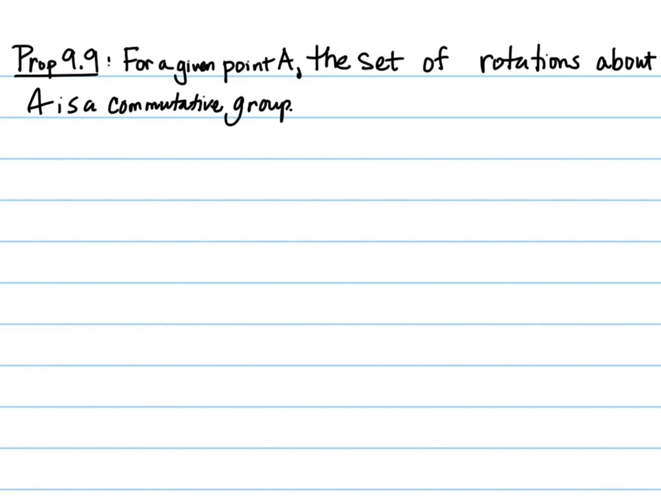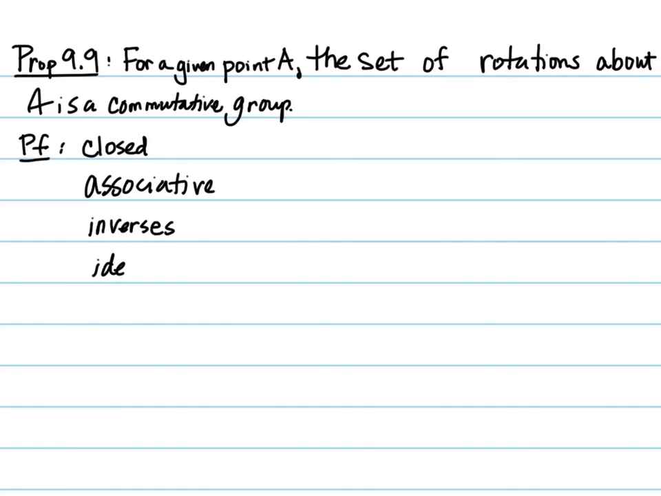Okay, so we're just going to do a proof by discussion. We're going to talk through why that would make sense. I'm going to jot those items down just as a reminder of what we would need to prove this. To prove that it is a group means that we have to prove that it's closed, that it's associative, that it has inverses, and that it has an identity.